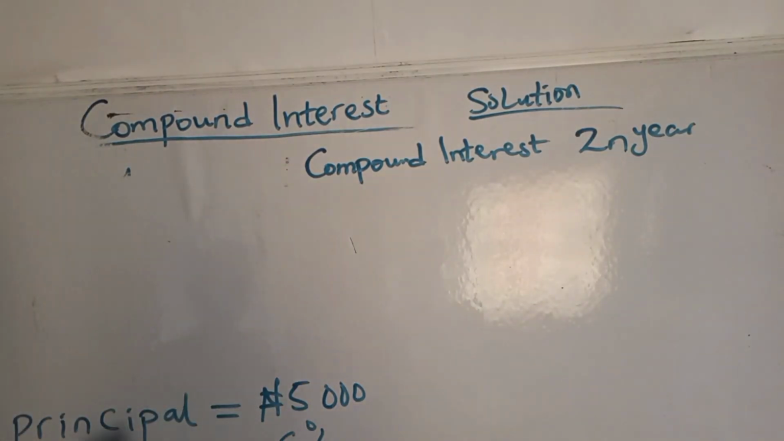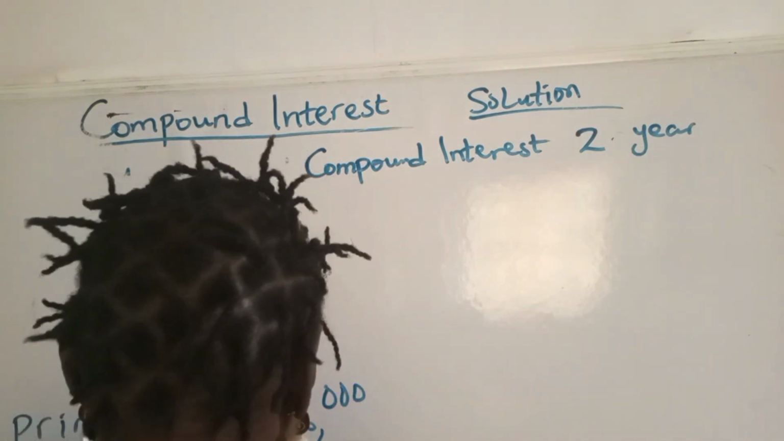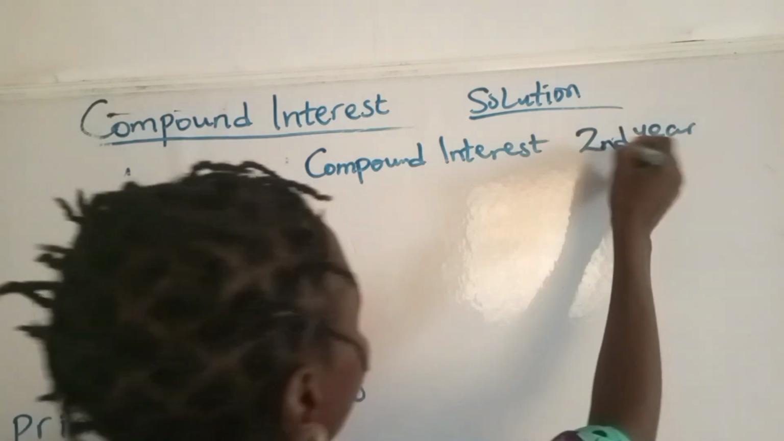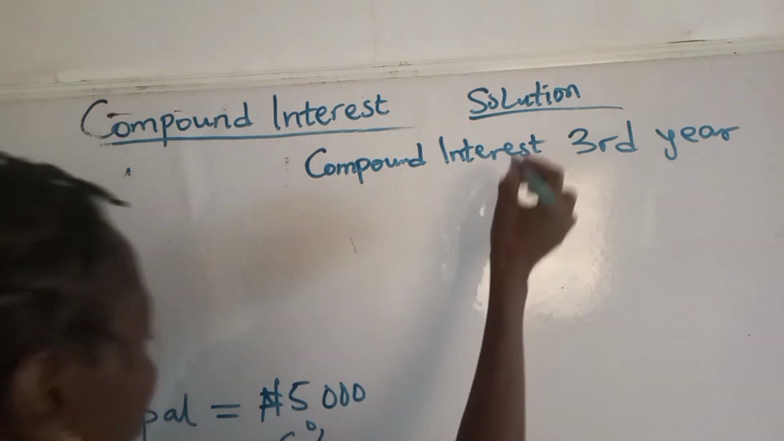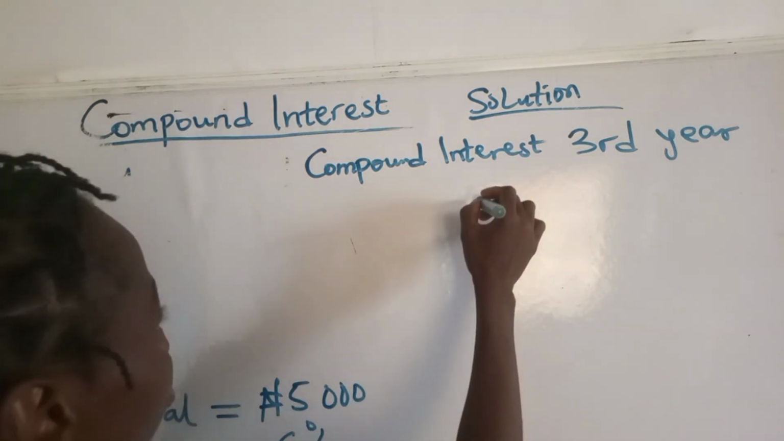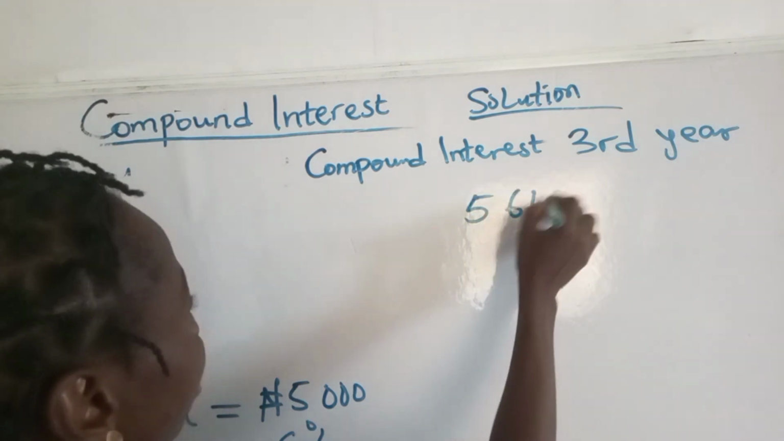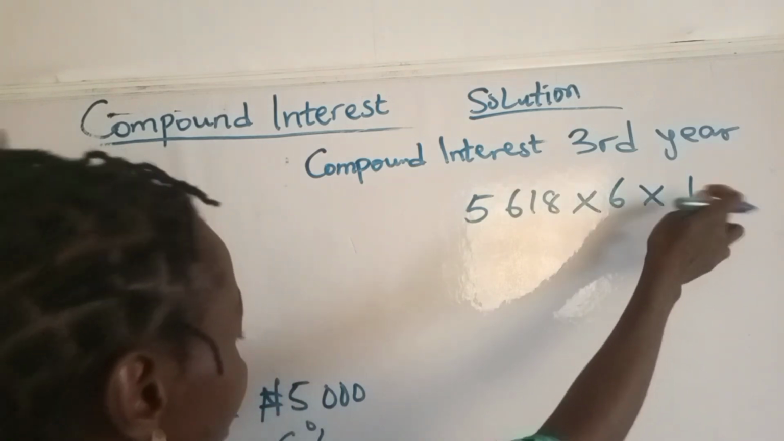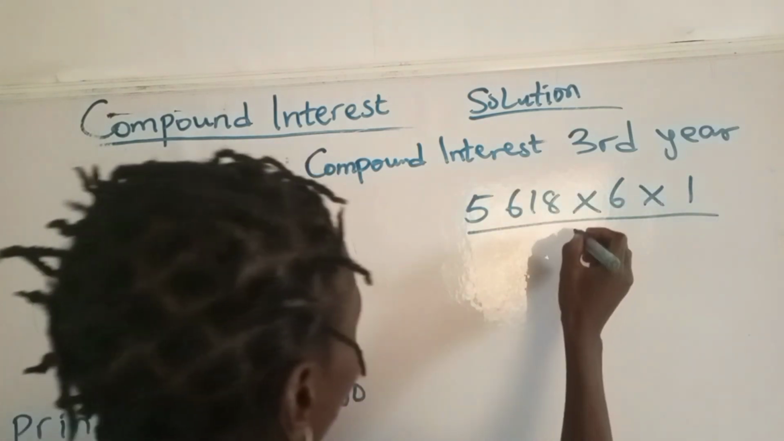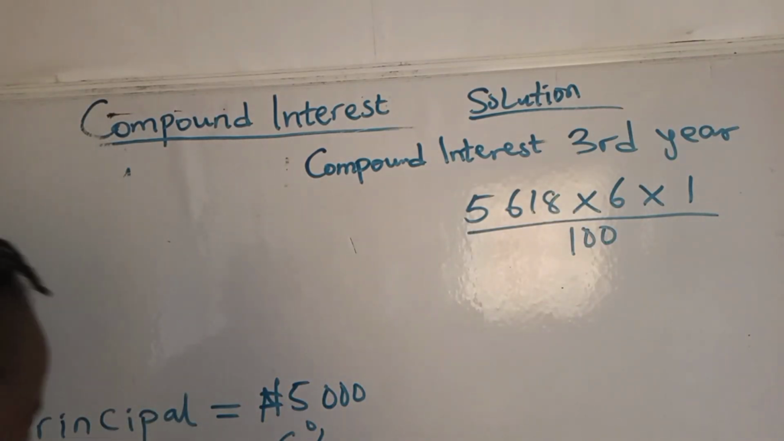Now we want to find compound interest for the third year. For the third year now, it will be 5,618 times 6% times 1. This 1 year again is for the third year. All over 100. We use our calculator to calculate this.